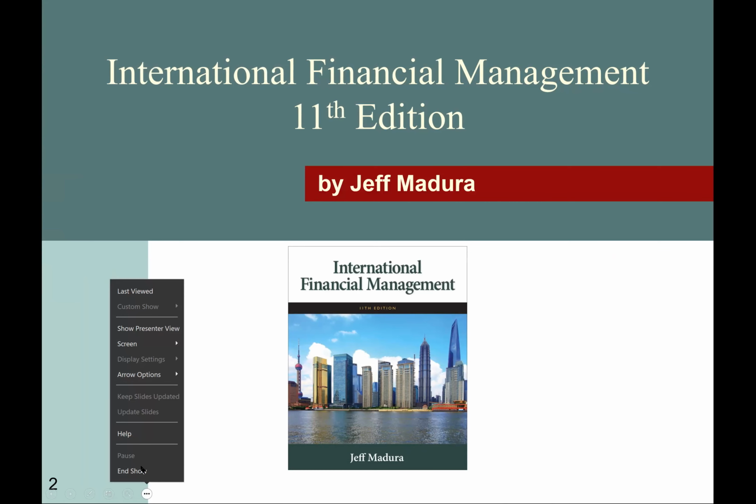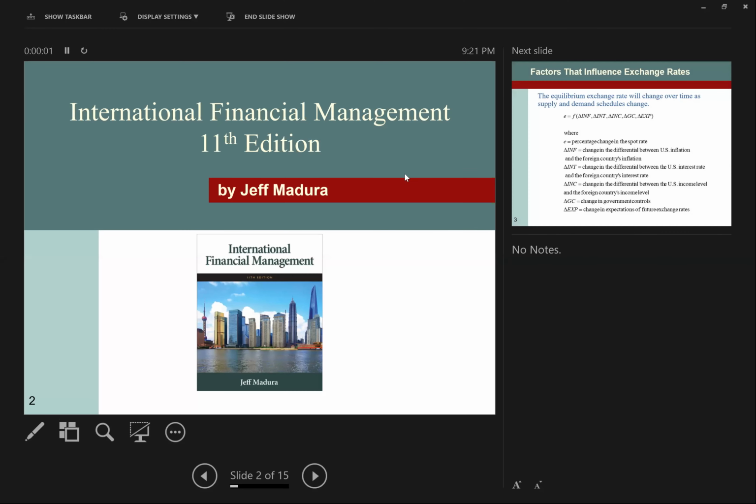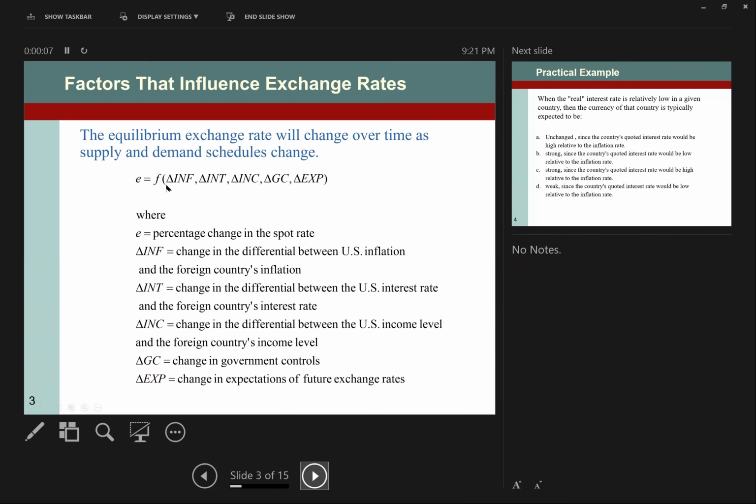So we have covered chapter 4, which is exchange rate determination. We talked about the factors that influence the exchange rate. Number one was inflation, which is a relative change. And then the relative interest rates, relative income, and change in government controls. And the last one was change in expectations.